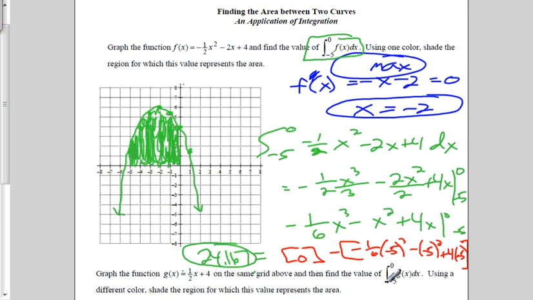Okay? Now they're going to ask us, graph the function g of x equals 1/2 x plus 4 on the same grid above, and then find the value of the integral from negative 5 to 0 of g of x dx. So doing the same thing. So use a different color. So let's first graph that and shade in that area between the graph and the x-axis.